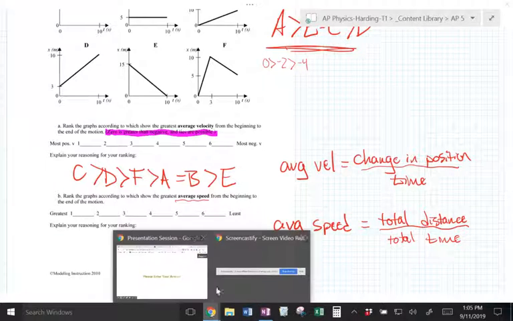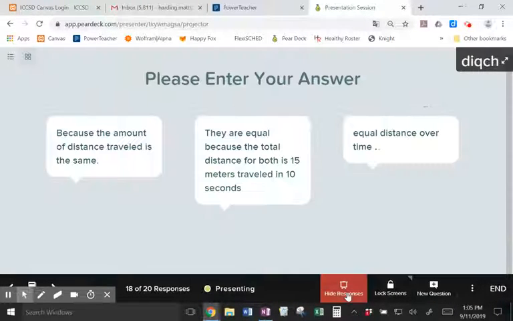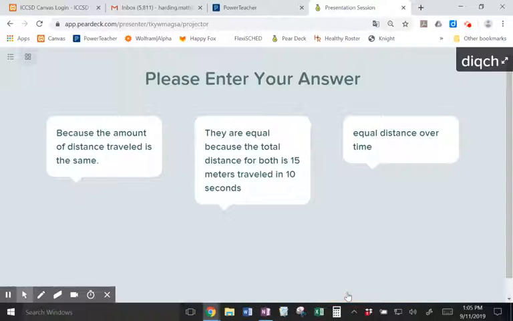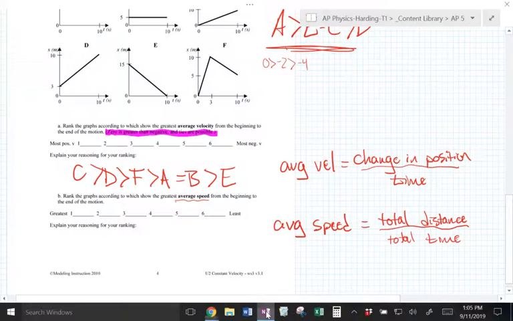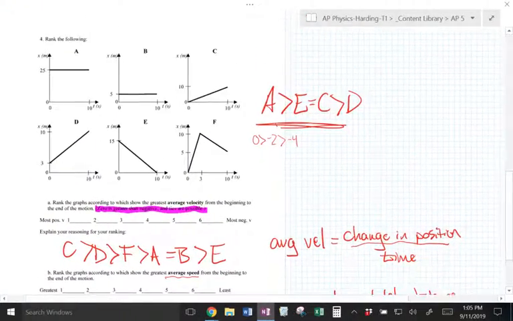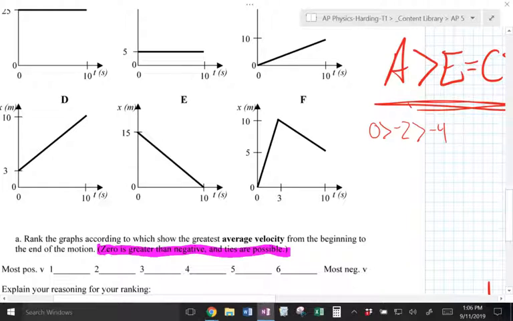All right, and our friends are saying things like, because the amount of distance traveled is the same, they're equal, because the total distance for both is 15 meters traveled in 10 seconds, equal distance over time, okay? And so again, when we're looking at total distance on a thing like this, one starts at 15 and goes to 0. So clearly it moved 15 meters.